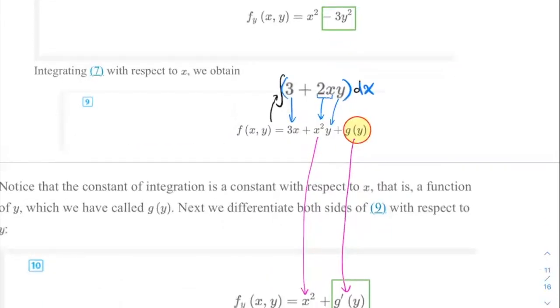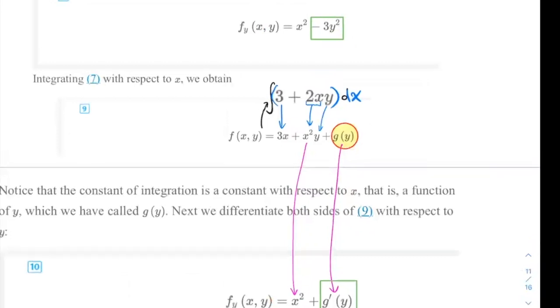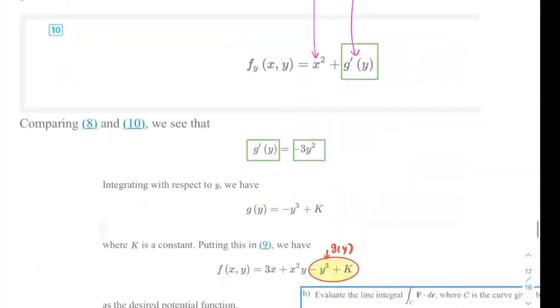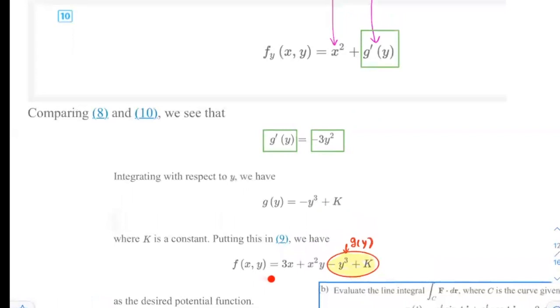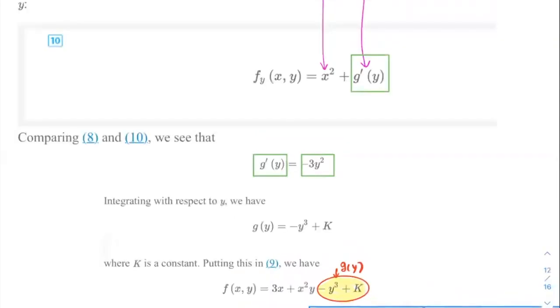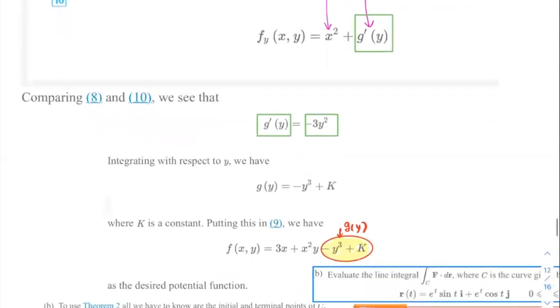So once you take the partial derivative of this with respect to y, you compare the partial derivative over here and here. You know that g prime of y is equal to this. Then you can figure out what g of y here is equal to by taking the antiderivative of this. Once you figure out g of y is equal to this, then you can just go ahead and plug it back in to find this small f function. So this is how to find the potential function small f in R2.